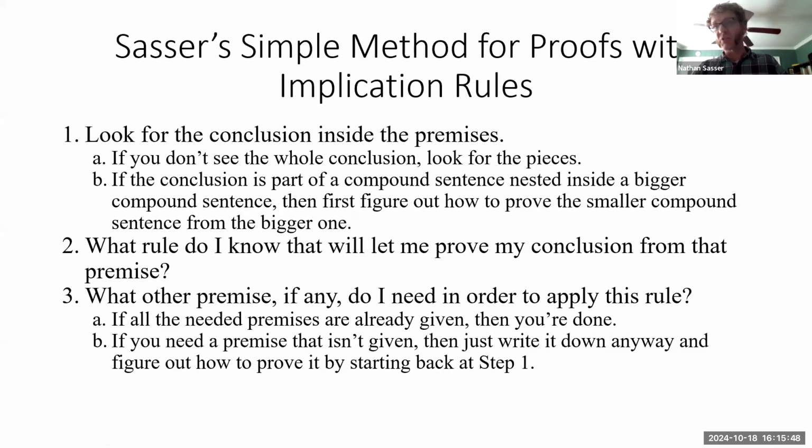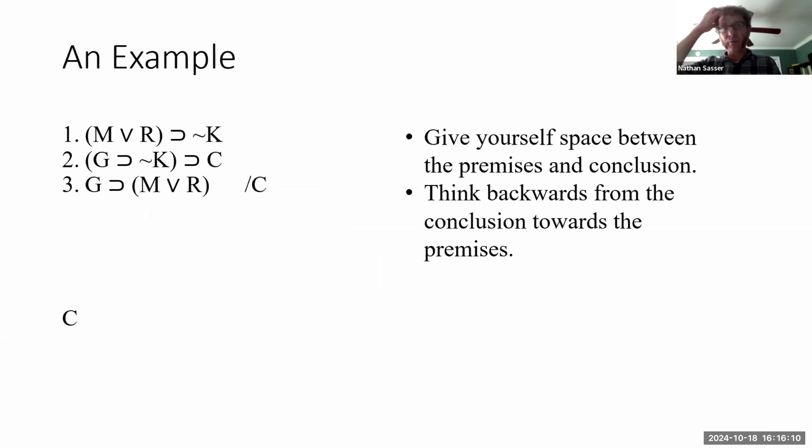I'm going to work you through each step of it in one example. Now, this method is pretty much all you need to do proofs that only involve implication rules. Once we start throwing in replacement rules, that's going to add some nuances because they work a little bit differently, but the same basic structure is going to be the one you want to keep using for the rest of the semester. All right, so let's start with this example.